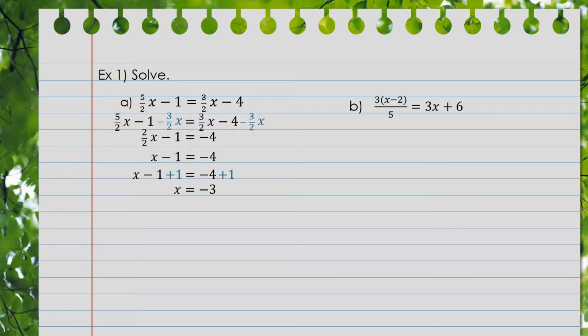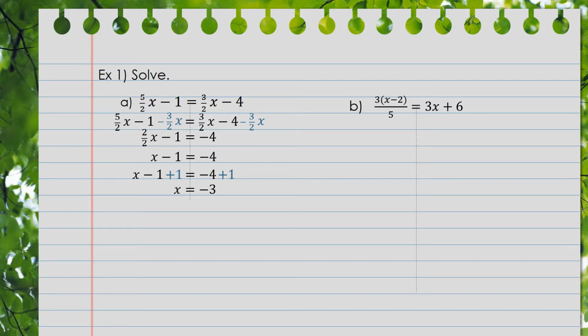For problem B, we have a fraction, and in the top we have 3 times the quantity, x minus 2, all over 5, equals 3x plus 6. Now this one is slightly different. That fraction on the left side looks a little more involved.